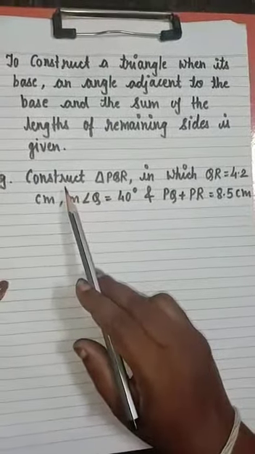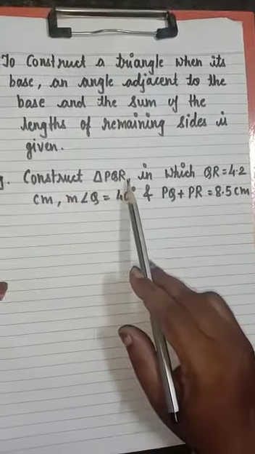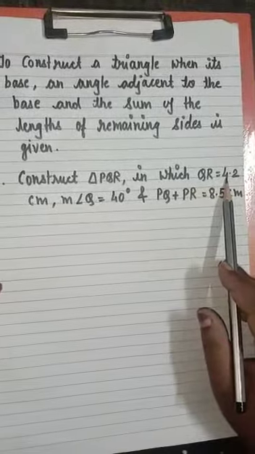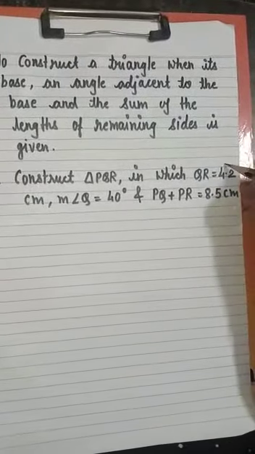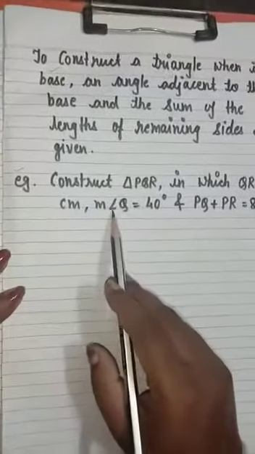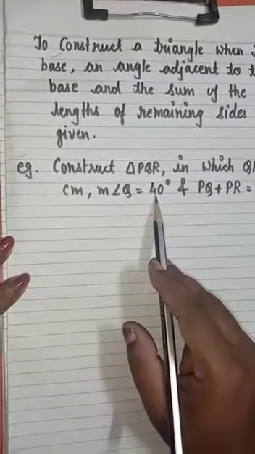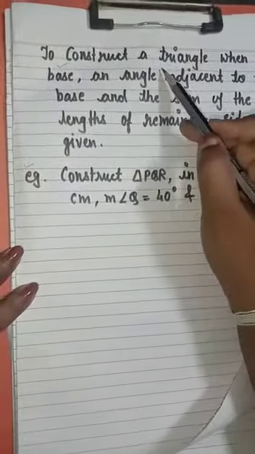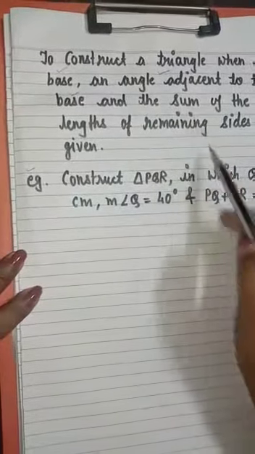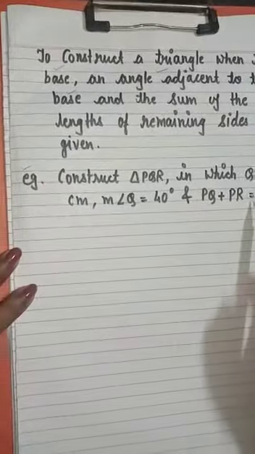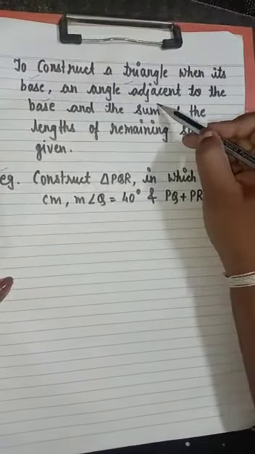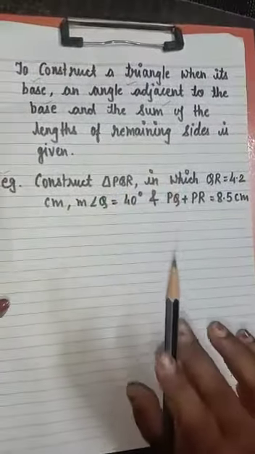Example: construct triangle PQR in which QR is equal to 4.2. QR is equal to 4.2 means it is a base. Angle Q is equal to 40 degree. What is that? This is angle adjacent to the base. And PQ plus PR is equal to 8.5 centimeter. This is nothing but a sum of the length of remaining sides.